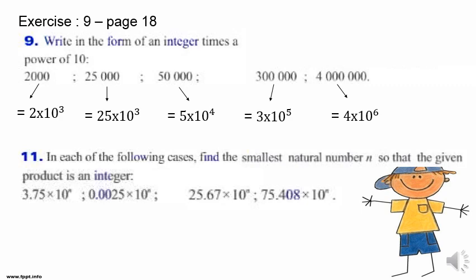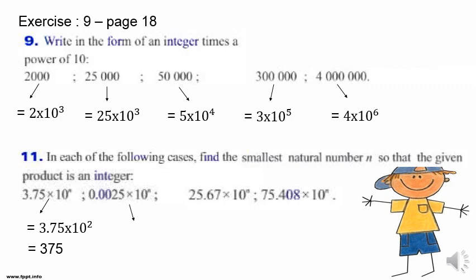So the first one is 3.75. In the decimal part, which is 75, I have 2 digits. So I have to multiply 3.75 times 10 to the power 2 to get rid of the point. So it will be 3.75 times 10 to the power 2 to give me 375, because the point goes 2 digits to the right.